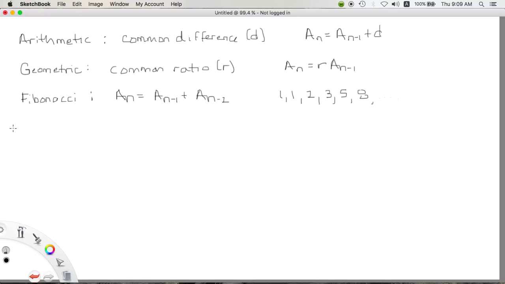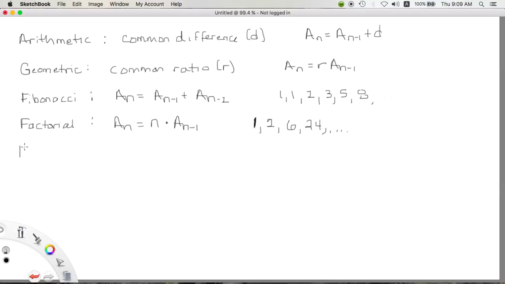Then there's a factorial sequence. A factorial sequence is where we take the position and multiply it times the term before it. So if we start with 1 as our first term, this is the second position, so we take 2 times 1 and that gives us 2, and this is the third position, so we take 3 times 2 and that gives us 6. This is the fourth position, so we take 4 times 6 and that gives us 24, and so on and so forth. And that's a factorial sequence.